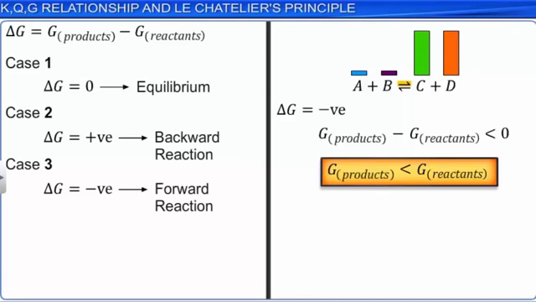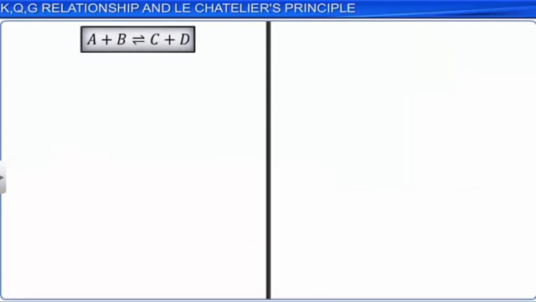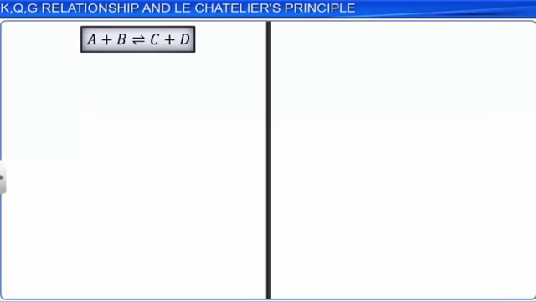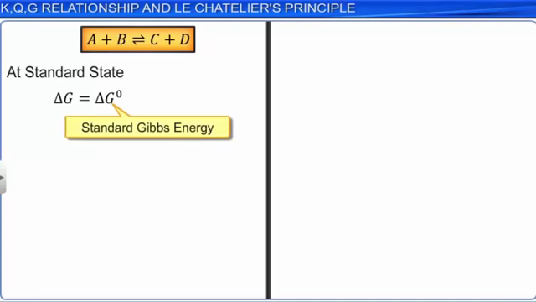Let us now examine the relationship between the equilibrium constant and Gibbs energy. Consider a general reversible reaction, reactants A and B, in equilibrium with C and D. The change in the Gibbs energy of a reaction in which all the reactants and products are in the standard state is known as standard Gibbs energy change, which is represented by delta G naught.